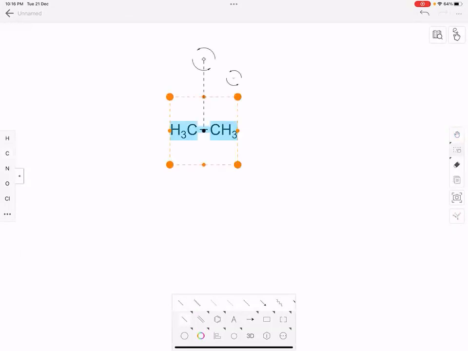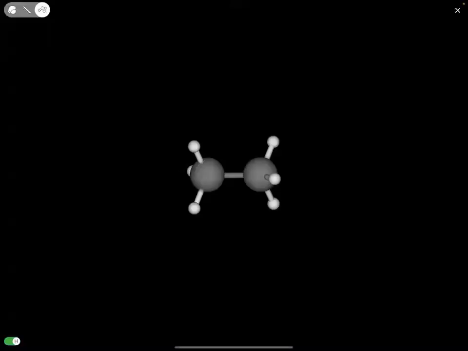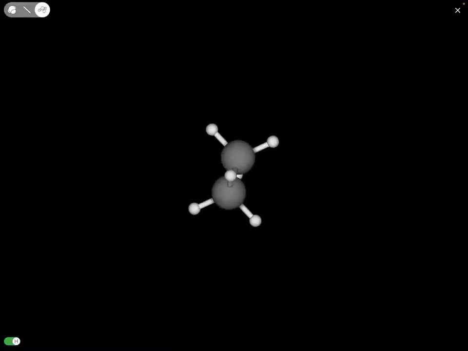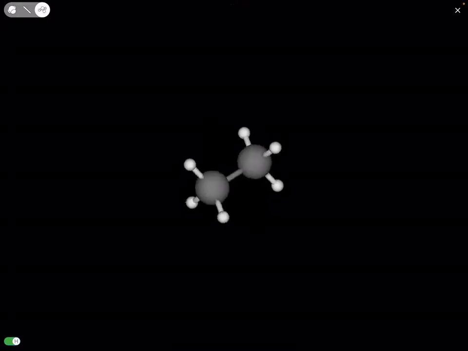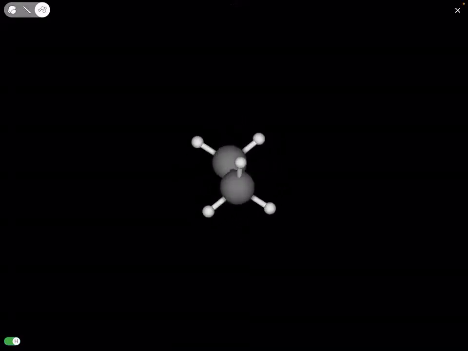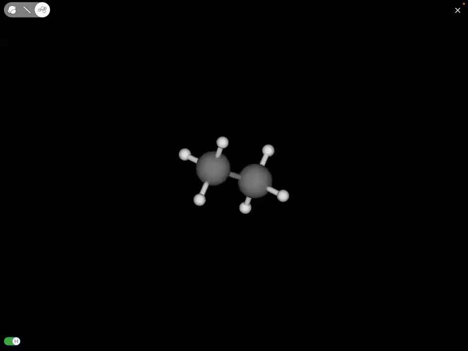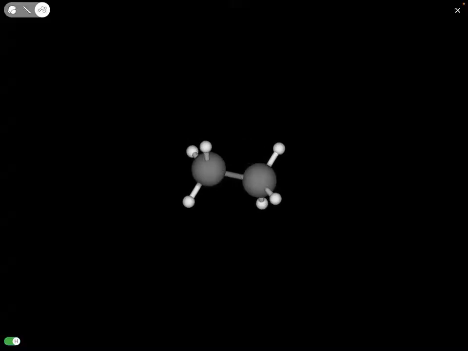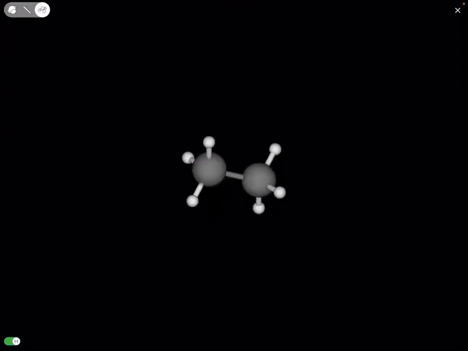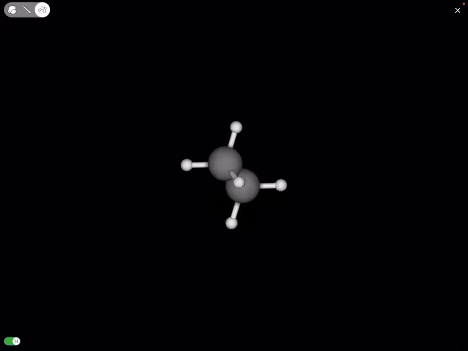Now, if you look at this molecule in 3D, it will be like this. Can you see? These two are carbons, gray colored, and white colored are hydrogens. And there is a bond between the two carbons. Can you see? That bond can be rotated, because it is a single bond. You are getting my point?